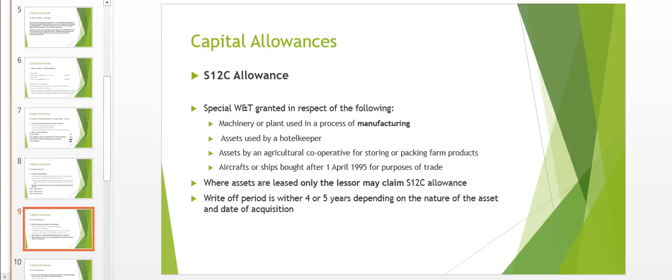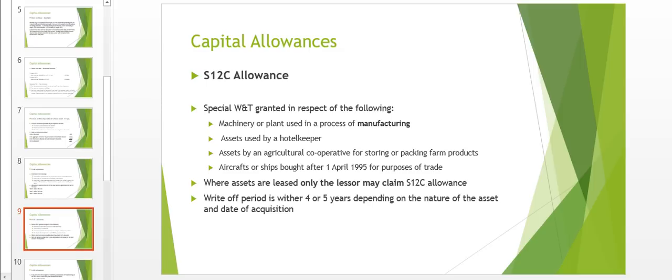Okay, and your Section 12C allowance. Section 12C allowance is your unmovable assets used by manufacturers. So this is on manufacturing businesses for research and development, or by hotel keepers and ships, aircraft, and assets used for storage or packing of agricultural products. Important with this is your Section 12C is on manufacturing businesses, whereas your Section 12B is more for small business corporations, and that's your non-manufacturing assets.